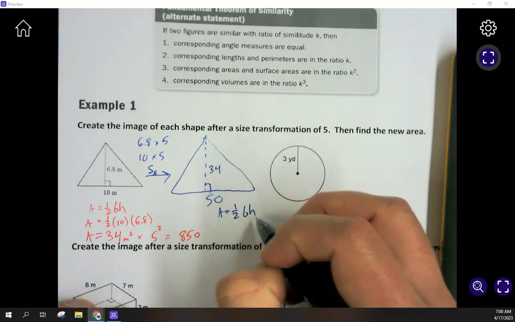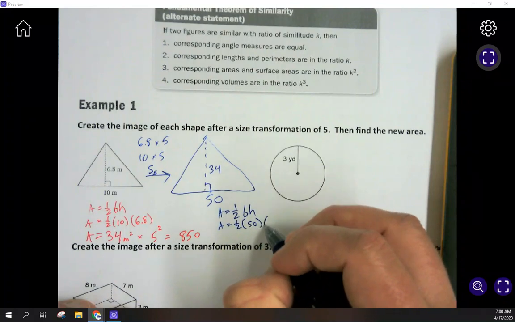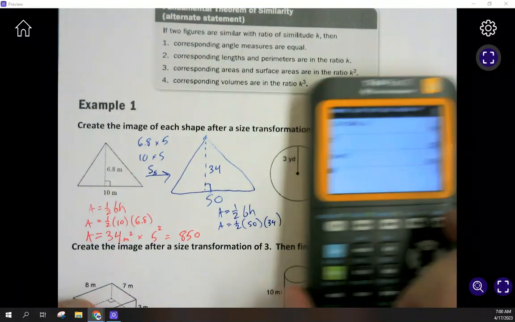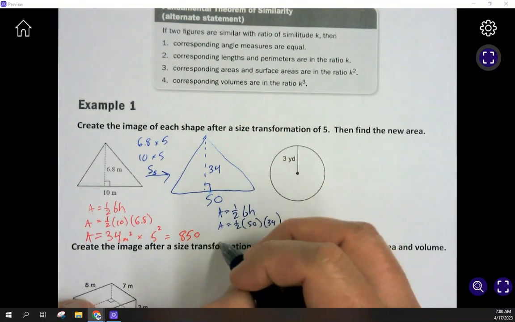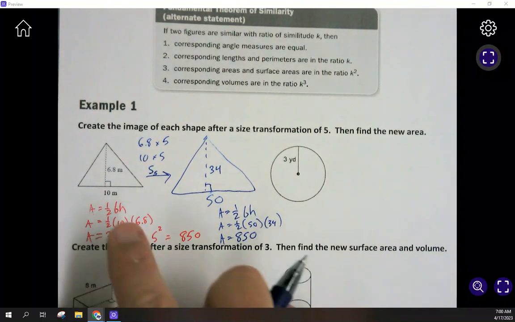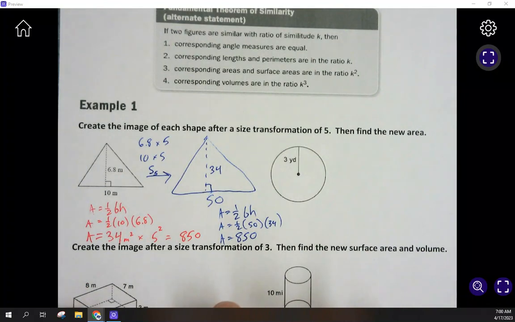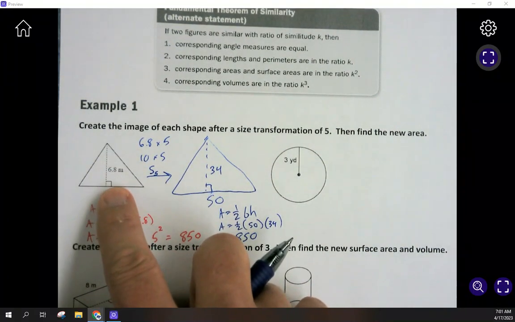Same formula, 1/2 base times height. The base now is 50. The height is 34. 0.5 times 50 times 34. And there is our 850.